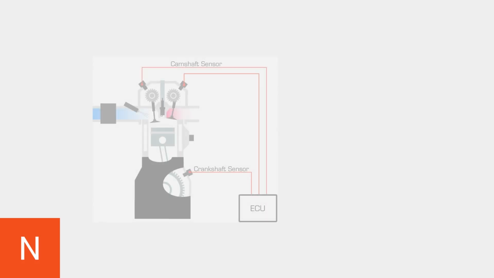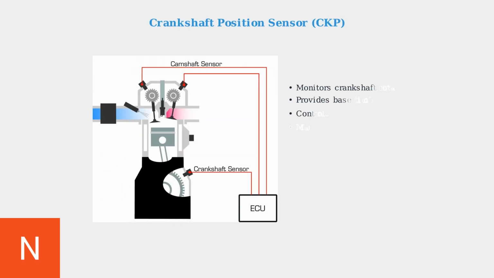The P0016 diagnostic trouble code indicates a critical timing discrepancy detected by your vehicle's engine control module. This code specifically identifies a correlation error between the crankshaft and camshaft position sensors on Bank 1, Sensor A. To understand this code, we need to examine the two critical sensors involved.